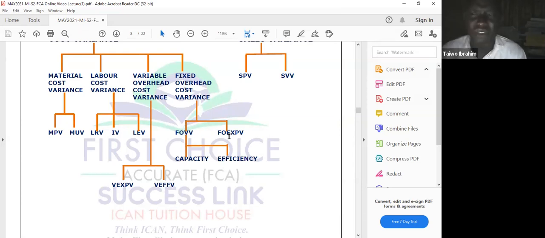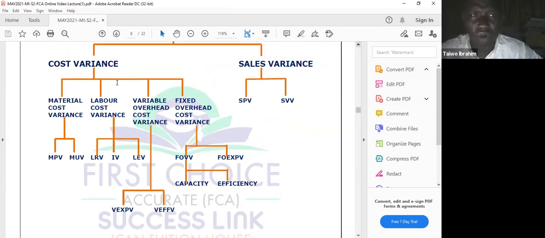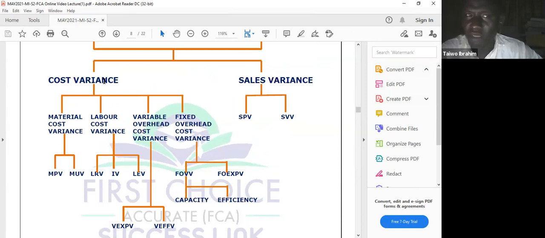So the addition of the fixed overhead expenditure variance and the fixed overhead volume variance is what we call the fixed overhead cost variance. Don't forget, the addition of the material cost variance, the labor cost variance, the variable overhead cost variance, and the fixed overhead cost variance is what will give us the total cost variance. I hope you understand that now.